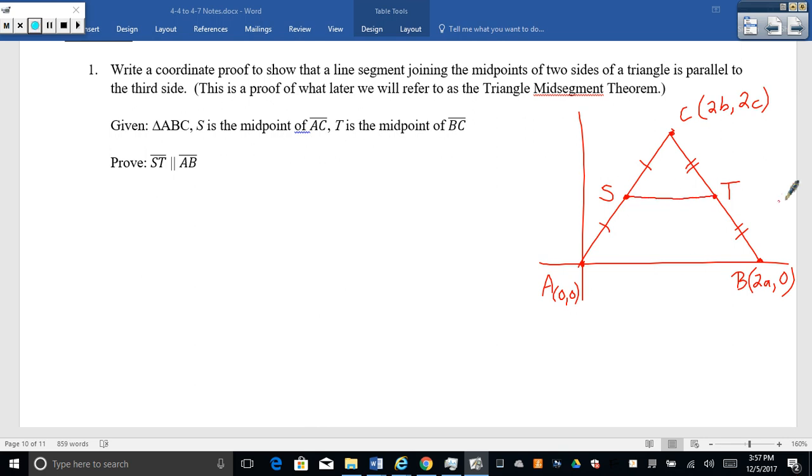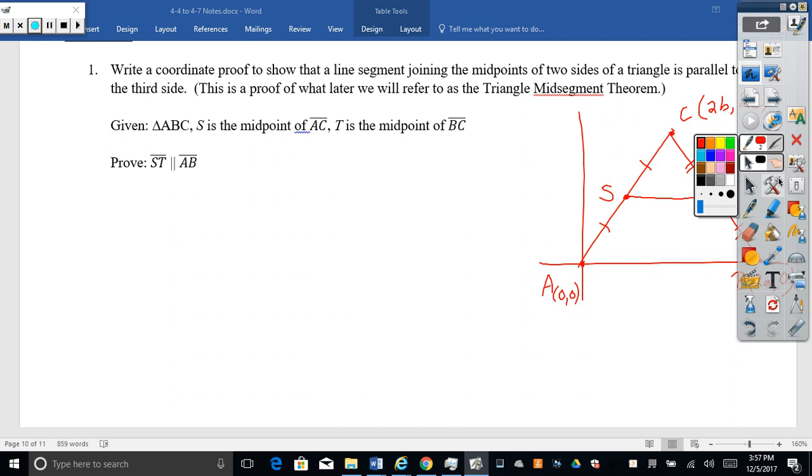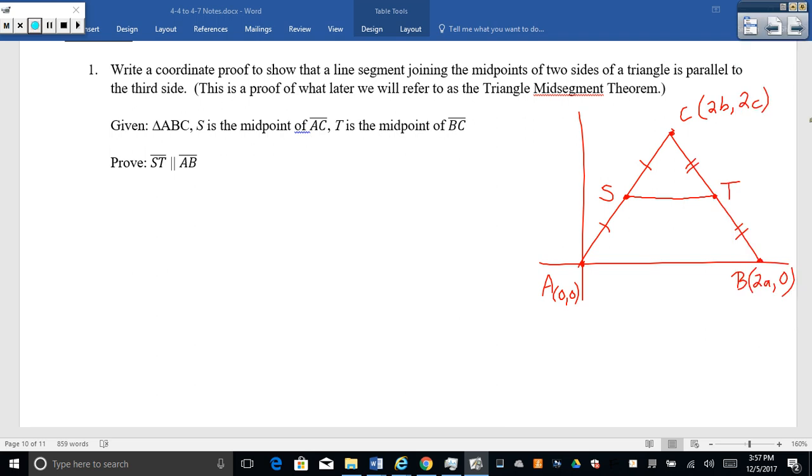Okay? Now I'm going to tell you right now, there are two things that are true about this segment right here. This segment is called the mid segment. Okay, so I'm going to label that right now. ST equals mid segment of triangle ABC. It's the midpoints that are being joined together, so we call it the mid segment.